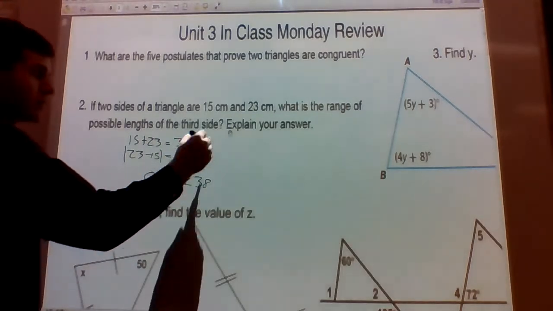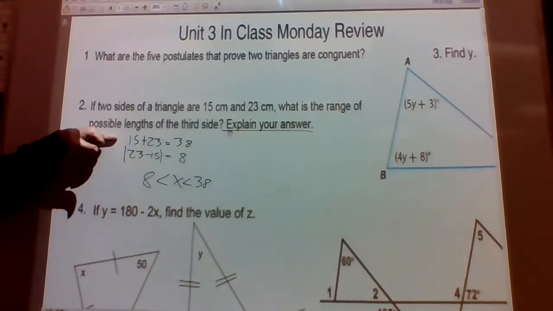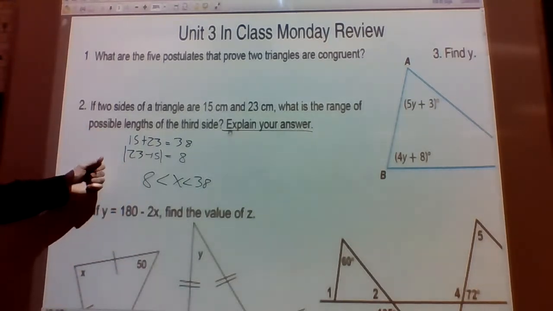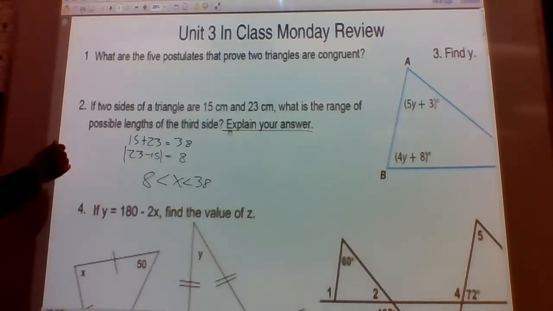But the question is why? So explain your answer. Why does x have to be between those 2 numbers? Because finding this is easy. You add them up, it's got to be less than that number. You subtract them, it's got to be greater than that number. The answer is explain your answer. So I don't care if you explain it in words or if you explain it with mathematical reasoning.